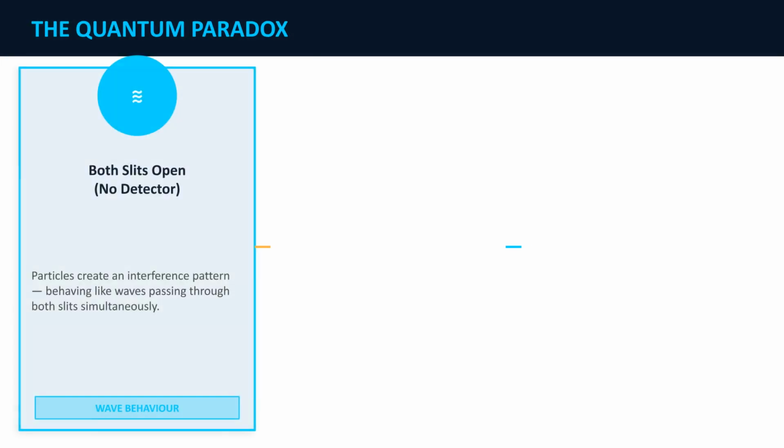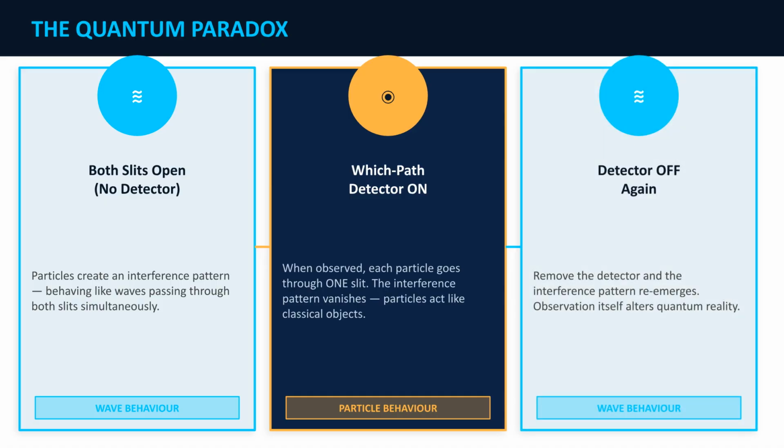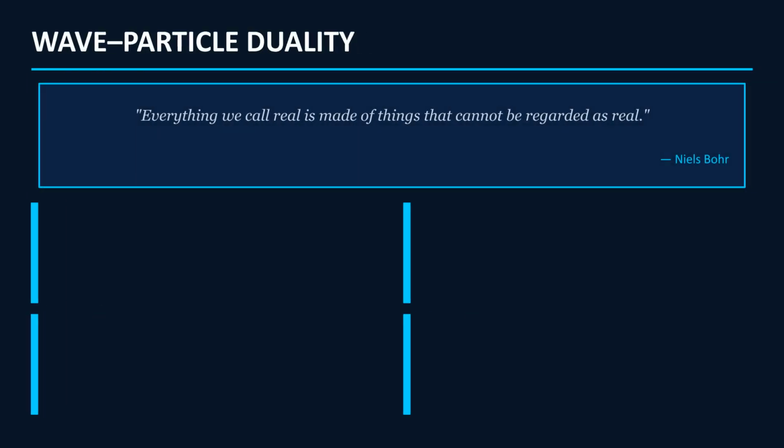The experiment reveals a quantum paradox. When both slits are open and no detector is present, particles behave like waves, creating an interference pattern. When a detector is turned on to observe which slit the particle passes through, the interference pattern vanishes, and particles act like classical objects. Removing the detector brings back the wave behavior and the interference pattern, suggesting observation itself alters quantum reality. This paradox is rooted in wave-particle duality.